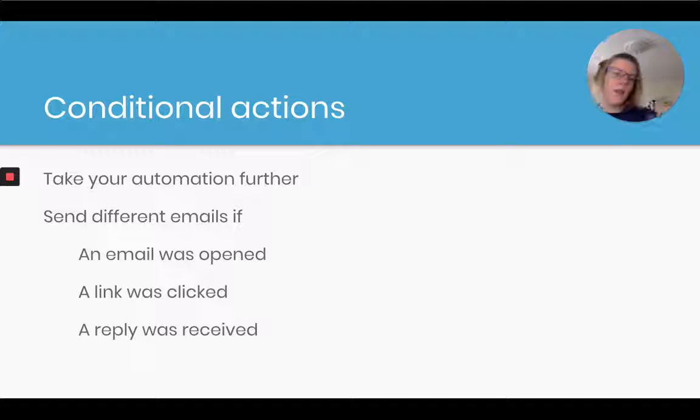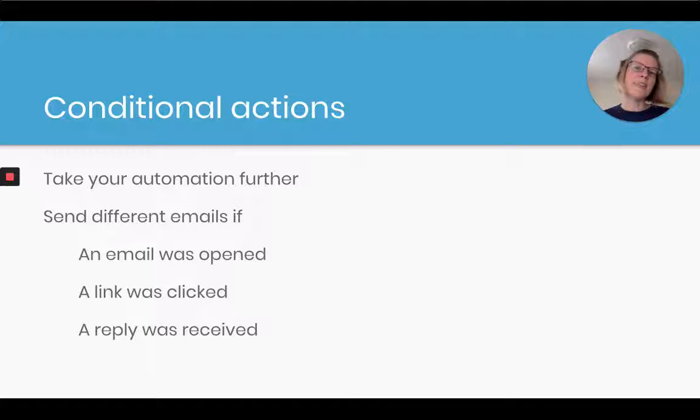Okay, so a little bit of additional information here. Eventually, if you get really good at this, you have a list, you have people signing up, you're offering value, people continue to sign up, you're engaging with people, it's really great. You can think of adding some conditional actions. So you can take your automation a little bit further. You can send different emails if an email was opened or it wasn't opened, if a link was clicked, if a reply was received. You can add some ifs in there to that workflow. If they didn't open the email within 5 days, try to send that welcome email again. Or if they did open it, send them the next in the sequence. So think about the conditional actions.